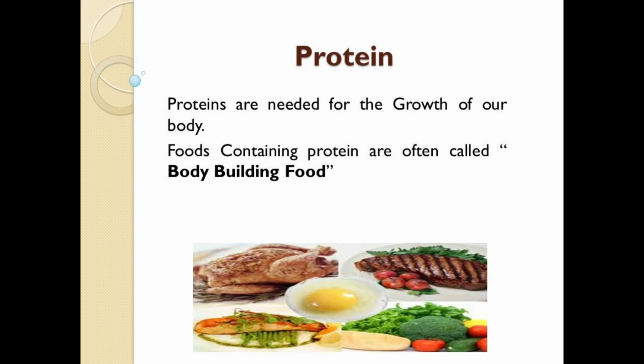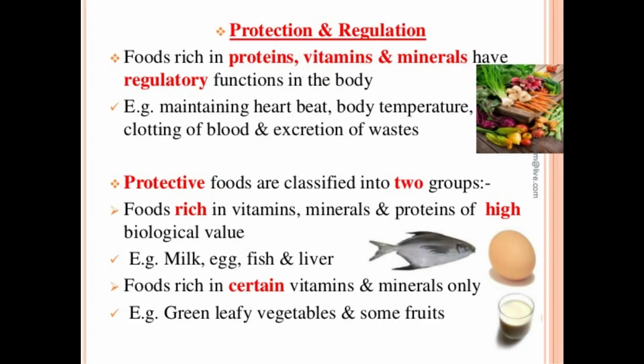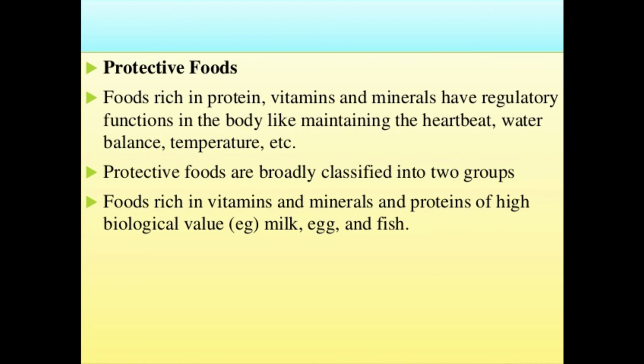We can understand the role of proteins in growth and development if we just think of the tremendous increase in our height and weight that occurs from infancy to adulthood. This is made possible by the process of growth. The other major physiological functions performed by food are the protective and regulatory functions. Let's talk about the protective first. Protective means preventing infection by ensuring proper functioning of the body systems that are responsible for fighting infections.